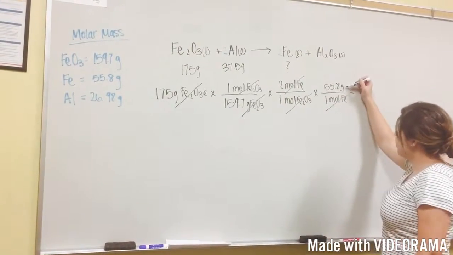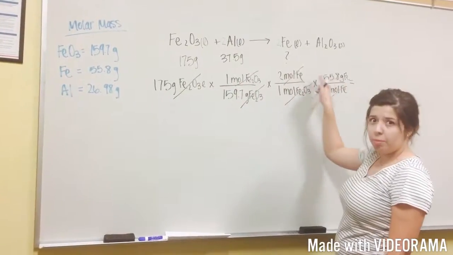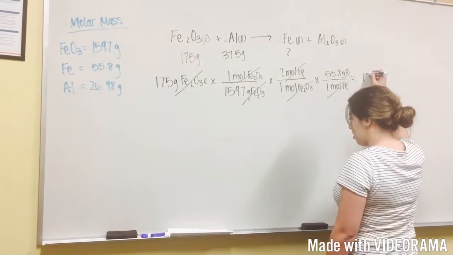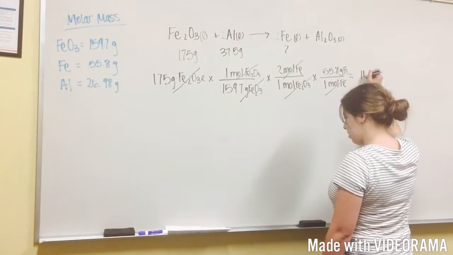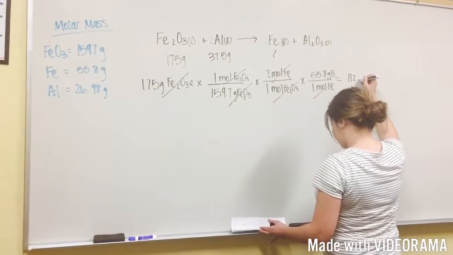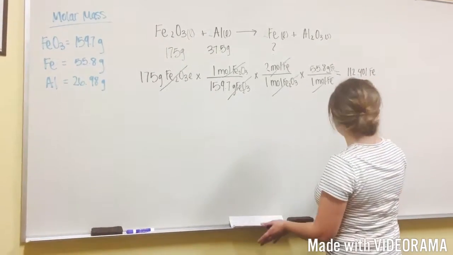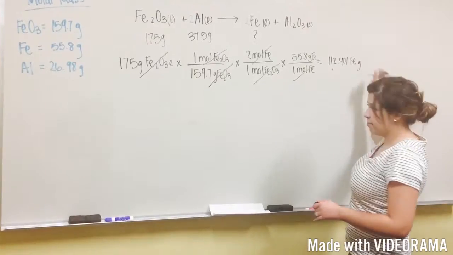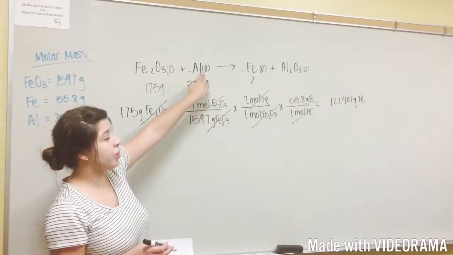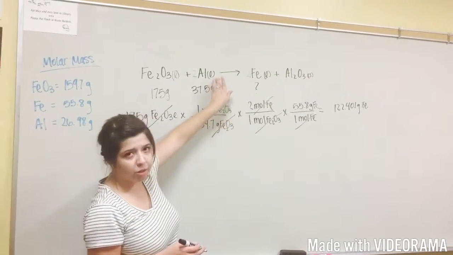and it leaves us with grams of iron, and then we'll multiply the top and then divide by the bottom, which gives us the number of grams of Fe. Okay, so now we're going to do the same thing but with aluminum, so we can know how much Fe is produced with the aluminum.